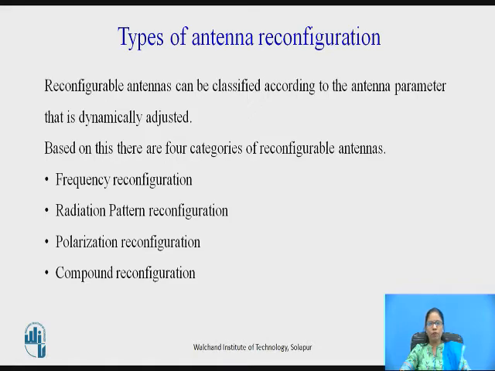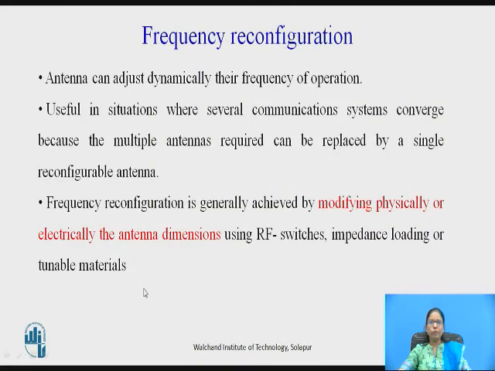Reconfigurable antennas can be classified according to the parameters that they are configuring or adjusting. Like that, there are frequency reconfigurable antennas, radiation pattern reconfigurable antennas, polarization reconfigurable antennas, and compound reconfigurable antennas. Compound means more than one parameter reconfiguration. Let us see one by one.